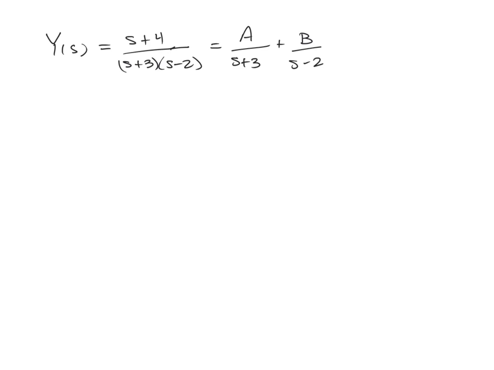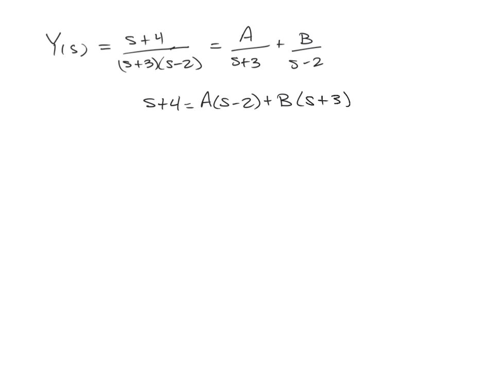Now, when we multiply it through by the LCD, we're going to have s + 4 equal to A times (s - 2) plus B times (s + 3). And then from here, again, we could either multiply out everything and combine like terms and then compare coefficients. Or when it's linear and simple like this, we can go ahead and just find smart values of s to substitute in and solve for A and B.